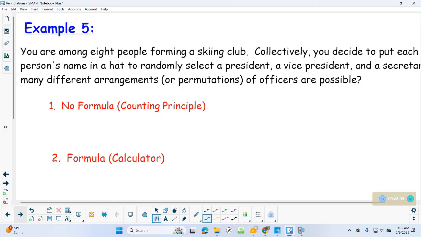All right, you are among 8 people forming a skiing club. Sounds fun. Collectively, you decide to put each person's name in a hat to randomly select a president, vice president, and a secretary. How many different arrangements or permutations are there? So, of course, counting principle, we're not using our formula. So, how many total people are there that we are selecting from? 8. And how many are we actually going to select? 3. So, I'm going to do 3 blanks.